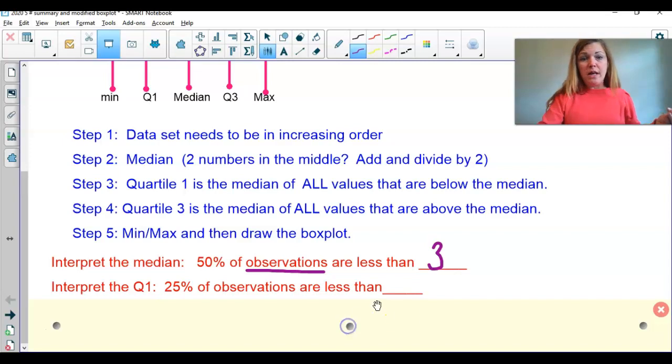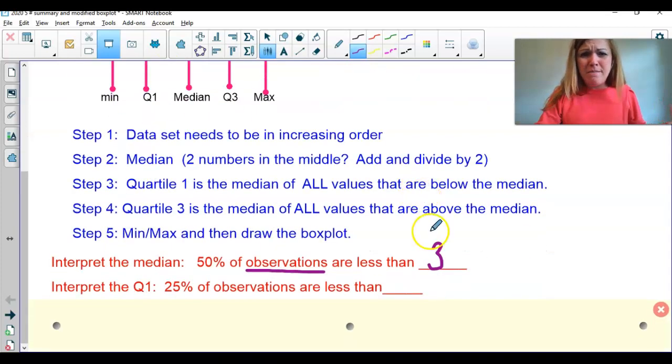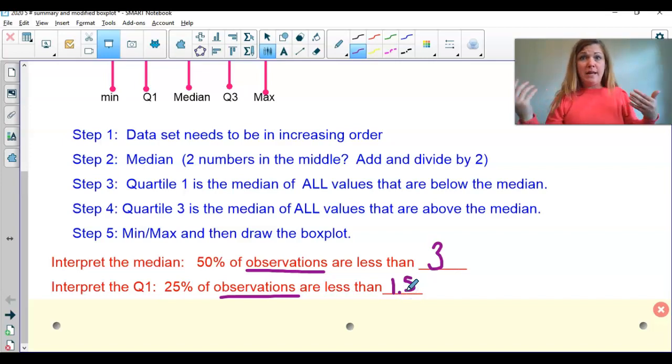Next, quartile 1. If someone asks me what that means, I know that it's 1.5, but what does that mean? I would tell them 25% of the observations are less than 1.5. And again, guys, I wouldn't just say observations if we were talking about test scores, or what if it was the number of points scored in a game? Whatever that context is, you fill that in.